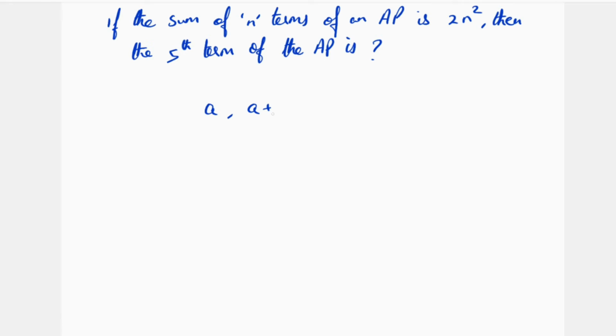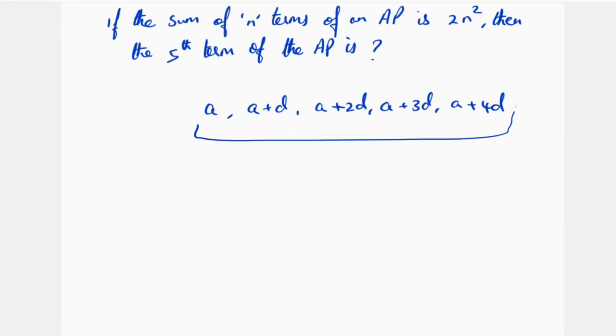Now, the second term is going to be A plus D. Third term is going to be A plus 2D. Fourth term is going to be A plus 3D. And fifth term is going to be A plus 4D. If I add all of this, they are saying that the sum to n terms of this arithmetic progression is given by 2n square. So, the sum to 5 terms, S5, will be given by 2 into 5 square, because n is equal to 5. So, that gives me 2 multiplied by 25, which is nothing but 50.